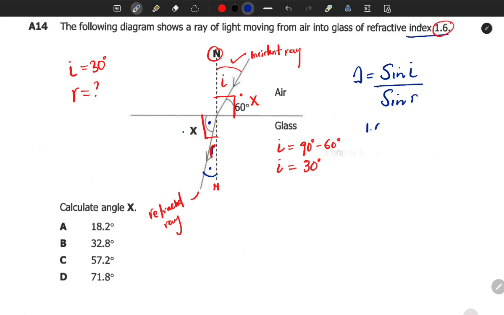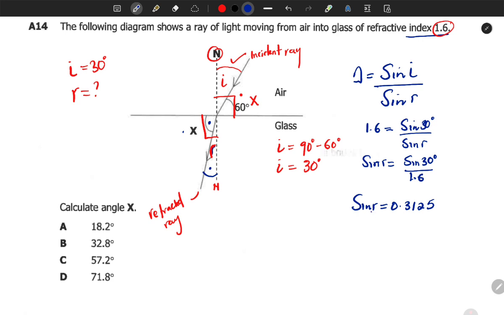So now the refractive index is 1.6. So here we have sine I, which is just sine 30 degrees, divided by sine R. So sine R here is just equal to sine 30 degrees divided by 1.6. So get a calculator. You punch sine 30, which is 0.5, and divide by 1.6. So this is giving me sine R is equal to 0.3125. Not degrees, but just the number itself.